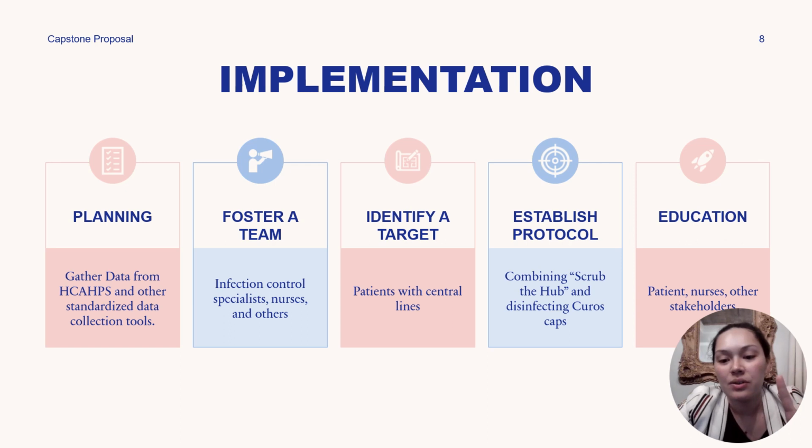We are going to remove the old Curos cap that was placed by the previous nurse or the previous access. We are then going to scrub the hub for 15 full seconds. Make sure there are no bugs or bacteria hanging around that hub. We can access it without touching anything with that central line or that needleless connector. You can do what you've got to do, and then you're going to replace that Curos cap before you're done. So we're doing the Curos cap and scrub the hub together.